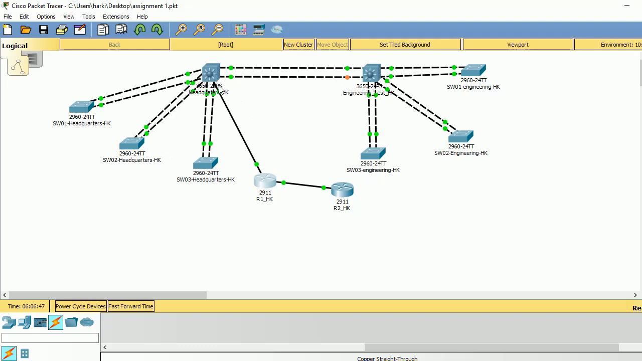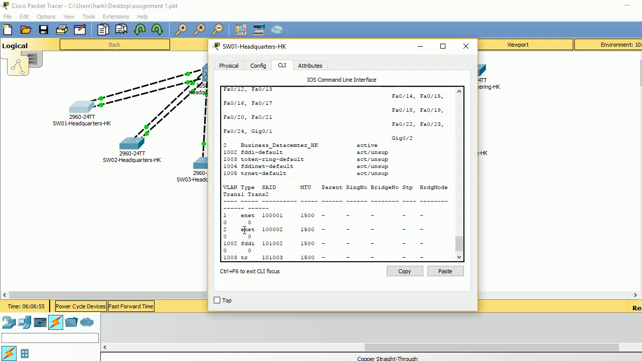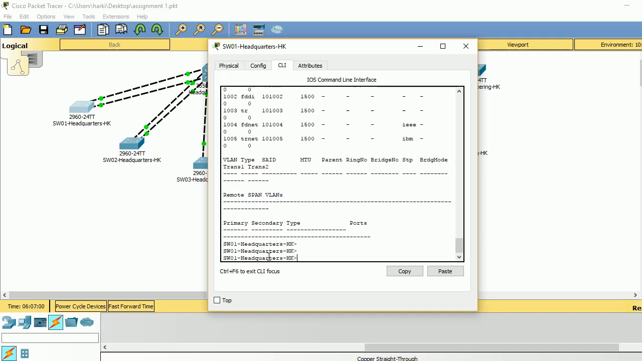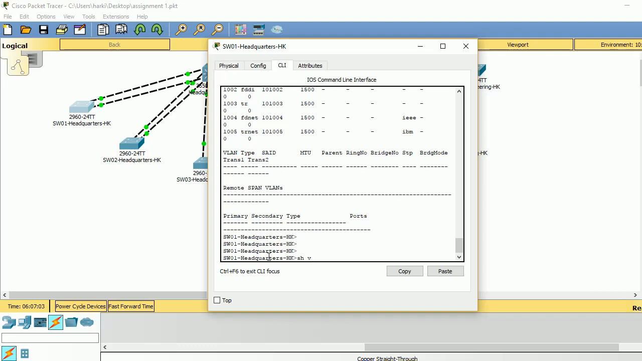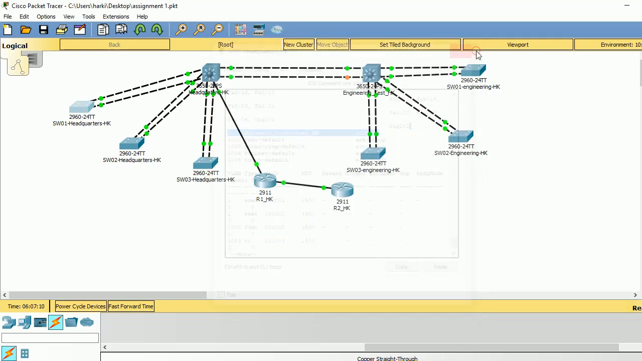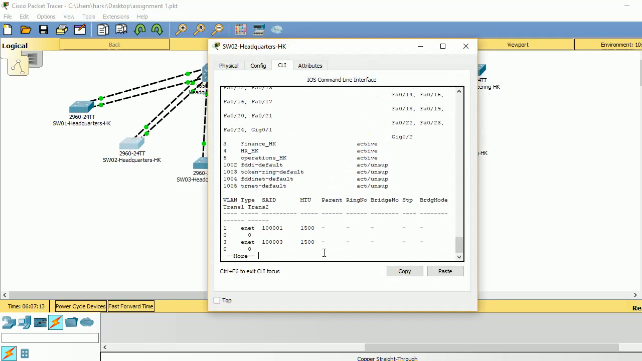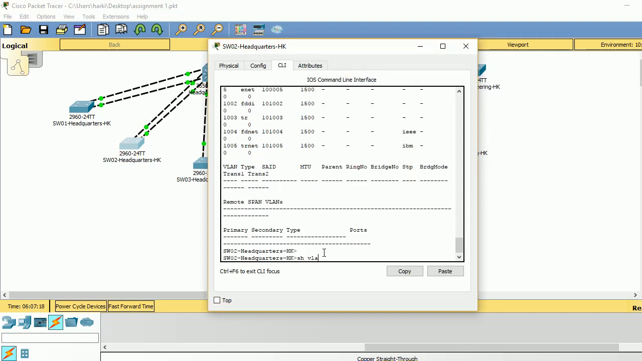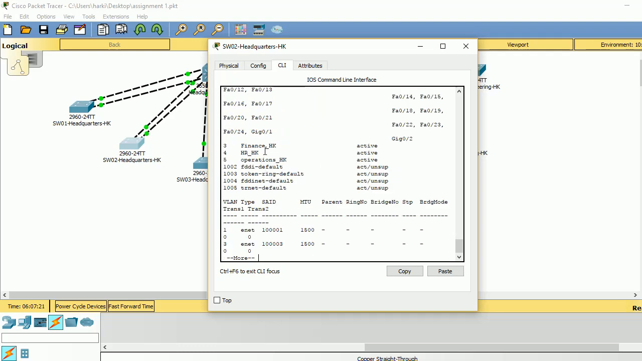So each building had 3 edge switches, as we can see. Many VLANs were configured on these switches. For example, for switch 1 of headquarters, business data center was configured, and for the switch 2, 3 VLANs that were finance, HR, operations were configured.